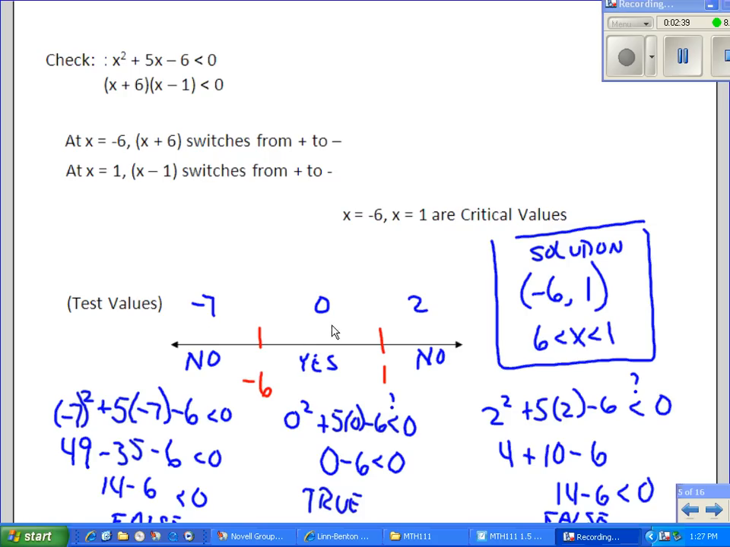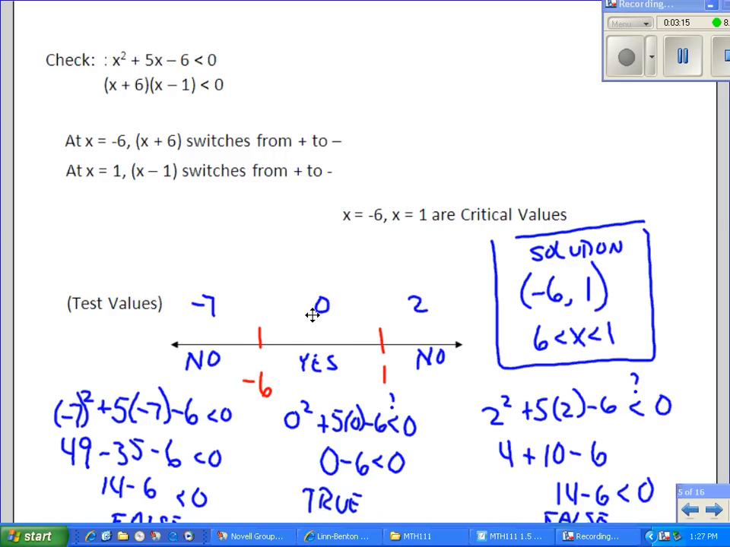And then we take each of these three test values, try them in the original inequality, and see whether or not they satisfy it. So our original inequality was x squared plus 5x subtract 6 is less than 0. If we let x equal negative 7, substitute that into the expression, what we're looking for is, do we have a true statement or a false statement? What we've got here is that 14 subtract 6 is 8, 8 less than 0, that's false. So we do not want this region in our solution.